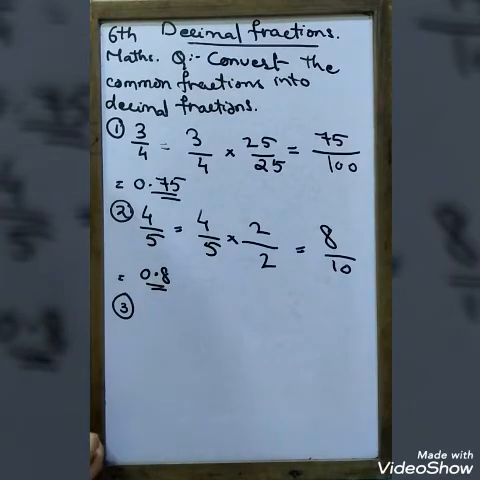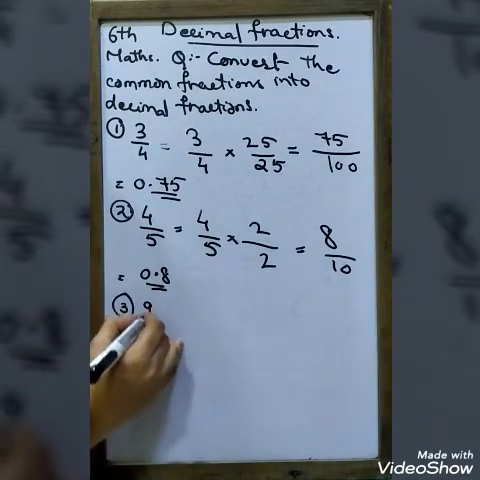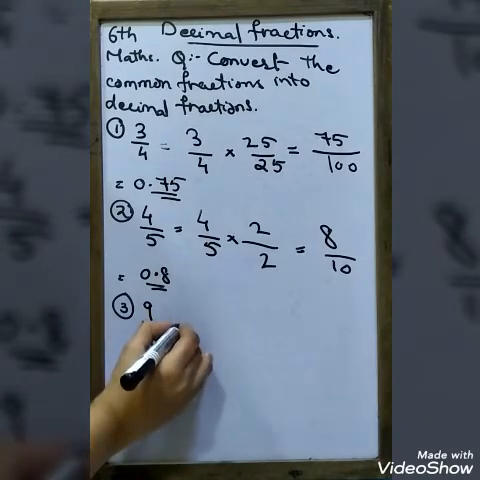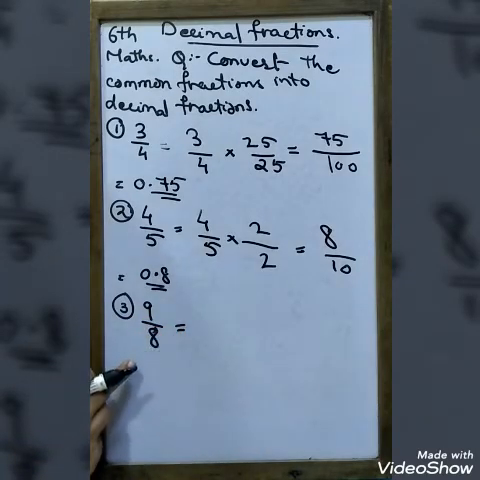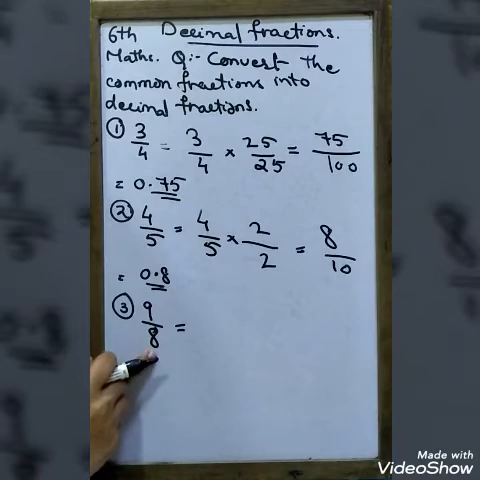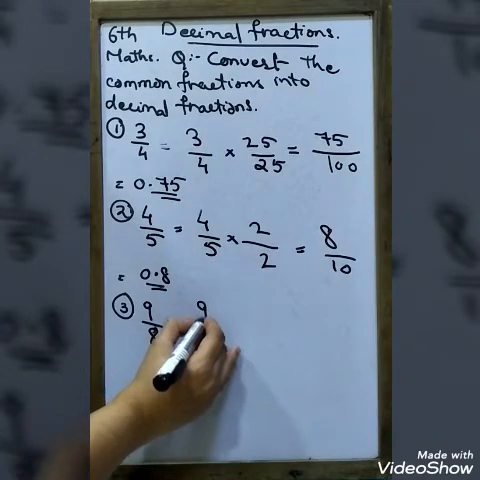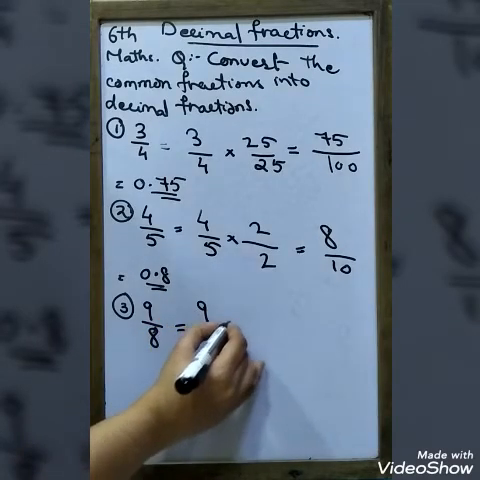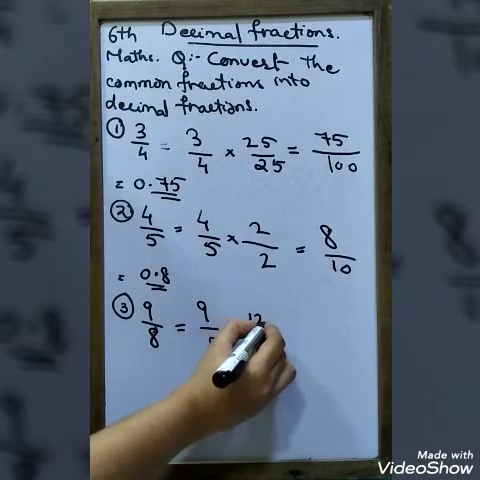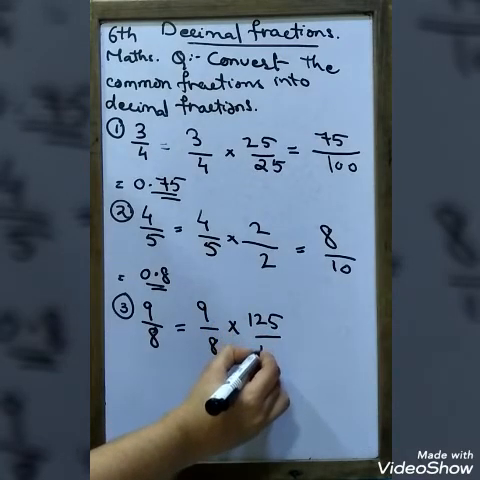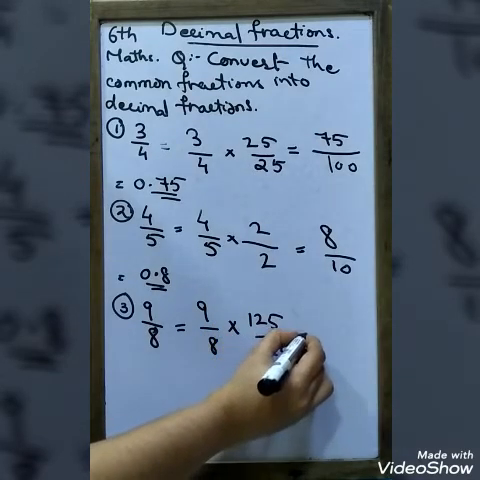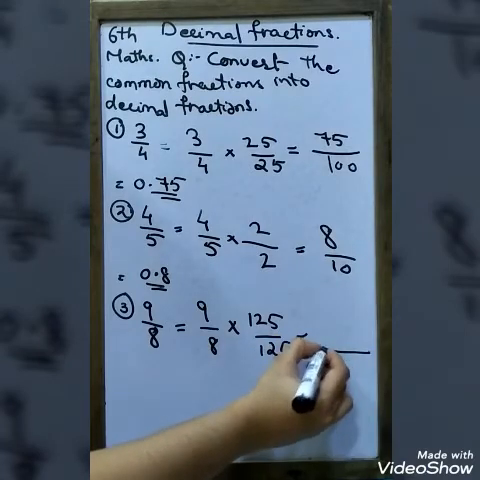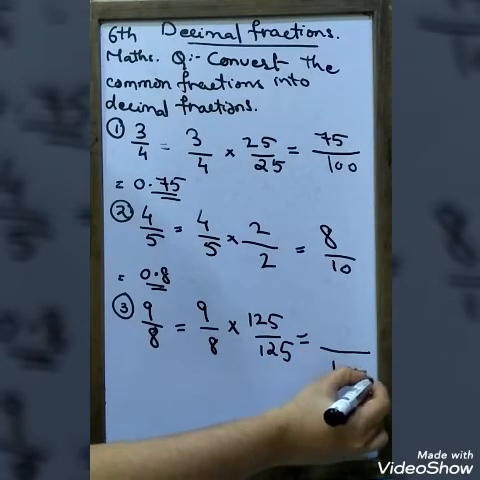Third question we are having 9 upon 8 is equals to, now here it is 8. So we are supposed to multiply this 8 with 125 to make it 1000. So here 9 upon 8 into 125 upon 125. So that will be 1000 डिनोमिनेटर में आ गया.